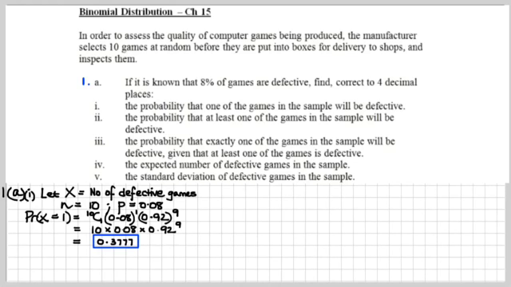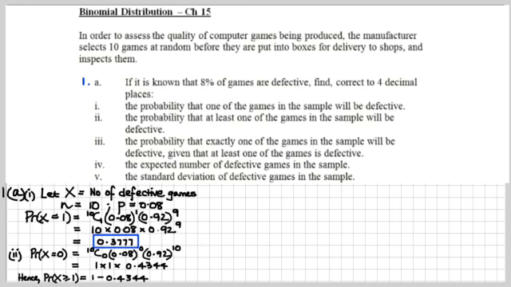Okay, so that's 1, well and truly done. Now, question 2, the probability that at least one of the games in the sample will be defective. Okay, well, that's pretty easy. So all we need to do there, what I would do is I'd work out the probability of 0 games and I'd take that away from 1. So that comes to 0.4344, that's 0 games. Therefore, the probability that we have at least 1, which is everything else after all, apart from 0 games, would be 1 minus 0.4344, which would be 0.5656.